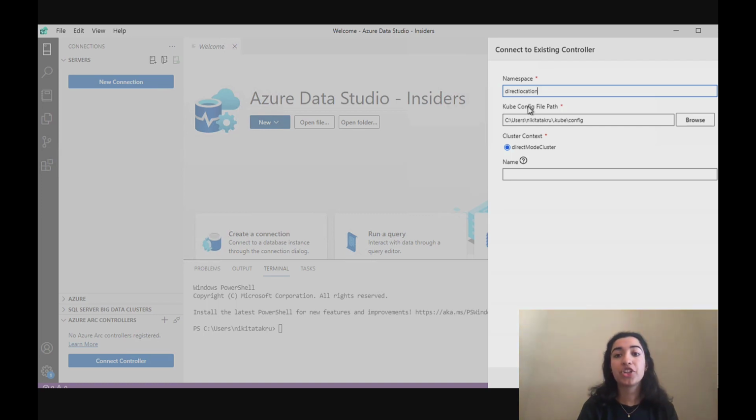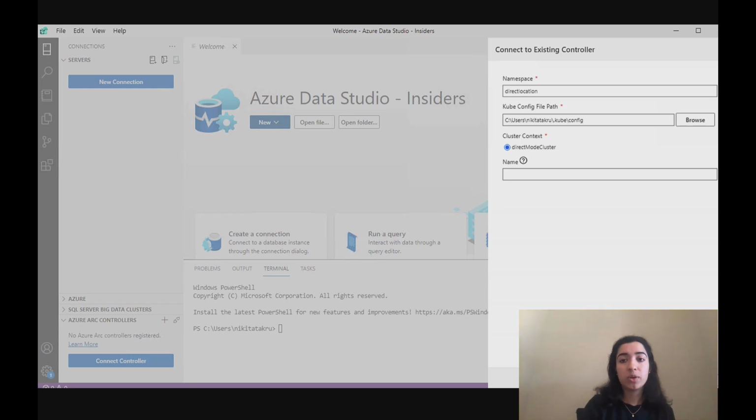It will take your kubeconfig file path and it will pick the cluster context. So this is the AKS cluster in my case that I had created and linked that data controller to. So in this case, it's a direct mode cluster, but if you had multiple clusters, it would show up here in Azure Data Studio and you could select the one that it was associated with. So these are the only parameters you need to put into Azure Data Studio.